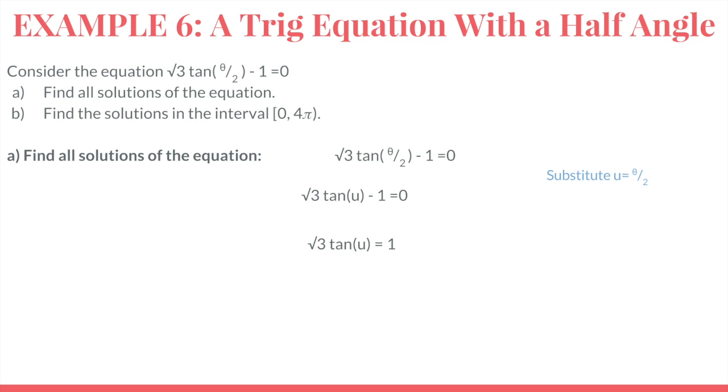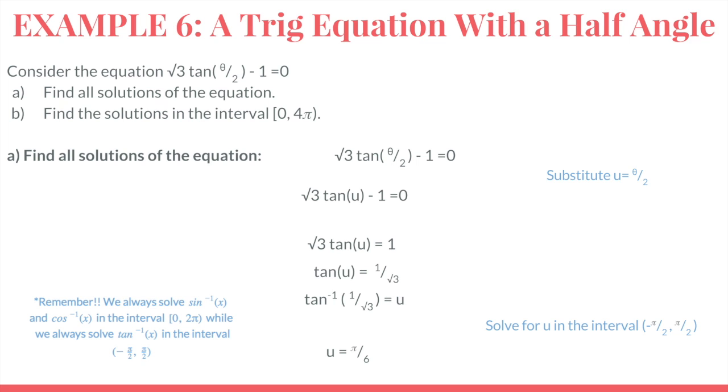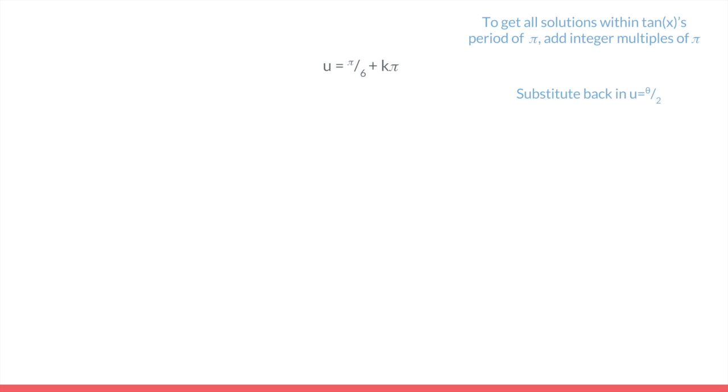Solving this out, we get u equals pi over 6. Since tan x has period pi, to get all solutions, we add integer multiples of pi to these solutions, thus getting u equals pi over 6 plus k pi. Now we need to solve for u equals theta over 2. We can do this by multiplying our solution by 2. So u equals theta over 2, we substitute that back in to get theta over 2 equals pi over 6 plus k pi. Multiplying this equation by 2, we get theta equals pi over 3 plus 2k pi, where k is any integer.